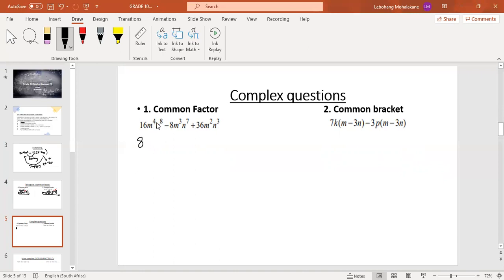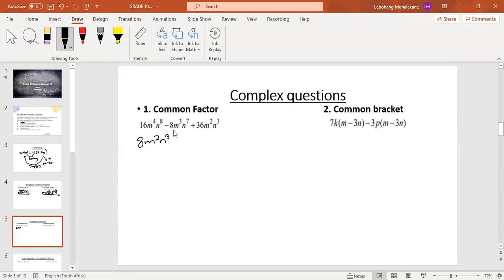If you look at m, it has the highest exponent of 4. Then there's 3, then we have 2. So we're gonna take what is common. So 2 exists in all of these. So you're gonna say m squared. Then after, we check n. For 16 you have n exponent 8, then n exponent 7, then n exponent 3.